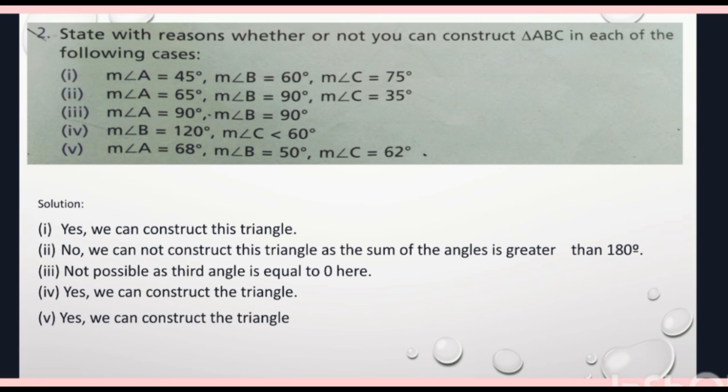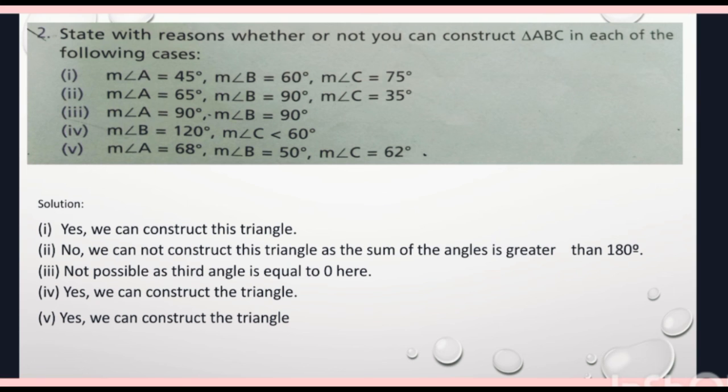Now look at part 3. Measurement of angle A equals 90 degree and measurement of angle B equals 90 degree. And by adding these two angles, we get 180 degree. So what will be the third angle? We cannot construct this triangle as well. This is not possible because the third angle is equal to 0 here.